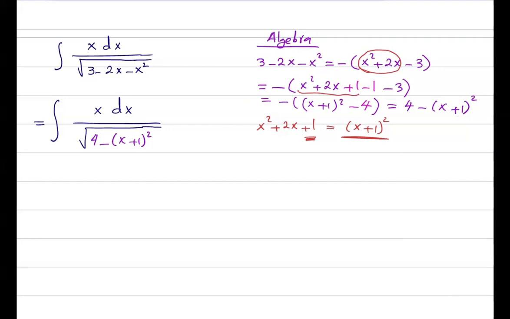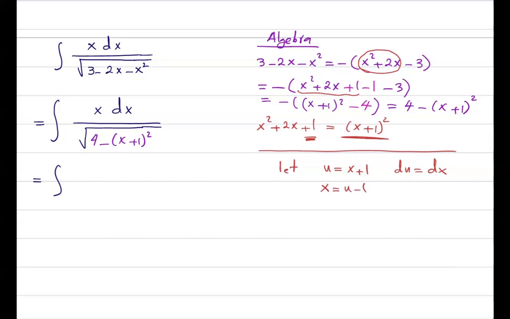First of all, let u be x plus 1, then du becomes dx. So this integral can now be written as the integral of, since x plus 1 equals u, x is u minus 1. This goes on the numerator: u minus 1 and dx, which is du, divided by the square root of 4 minus u squared.